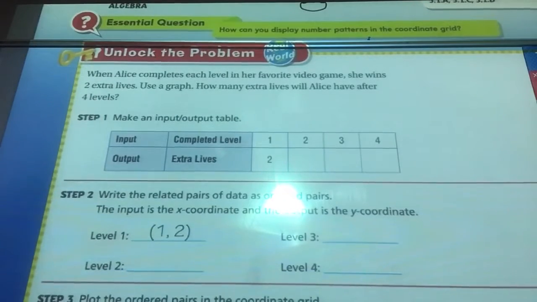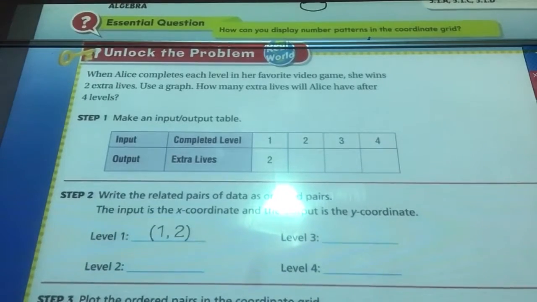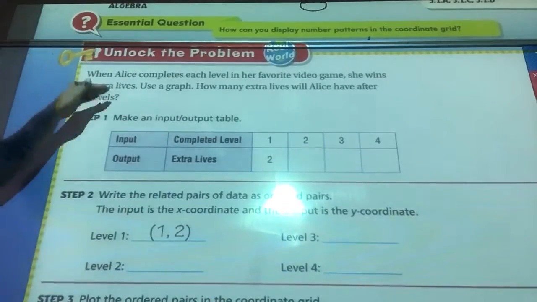Yes, ma'am? 523. The back has a completely different number, right? Yeah. Okay.